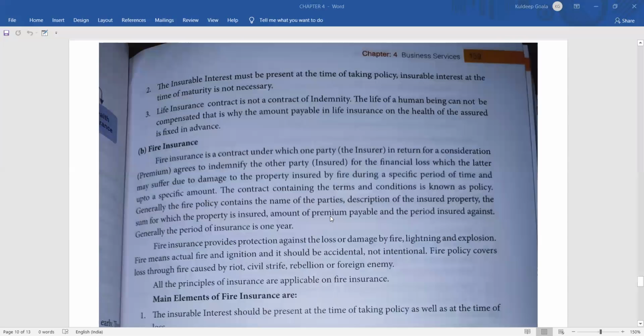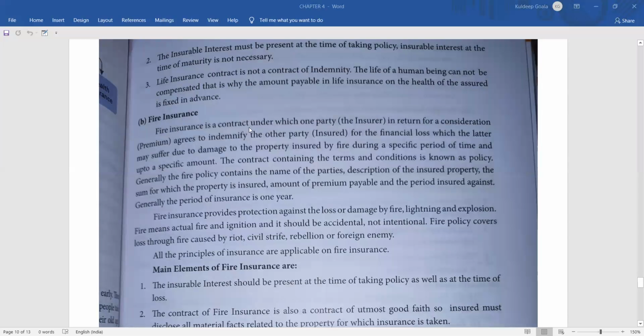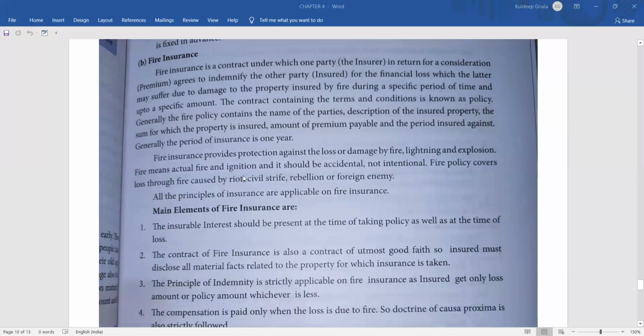Then coming to the next point, fire insurance. Now, what is fire insurance? We all are aware of what fire insurance is. Fire insurance is a contract where one party, that is the insurer, in return for a certain premium, agrees to take the risks and informs the insured that if there is any loss due to fire, I am going to compensate you in return for the insurance premium you have paid me. In return, I am going to bear the risks if there is any fire in your property or any loss due to fire. If anything happens, then the insurance company is going to bear that. So fire insurance provides protection against loss or damage due to fire, lightning, explosion, all this.